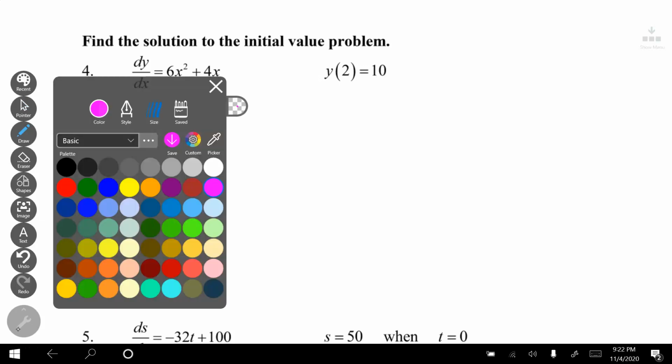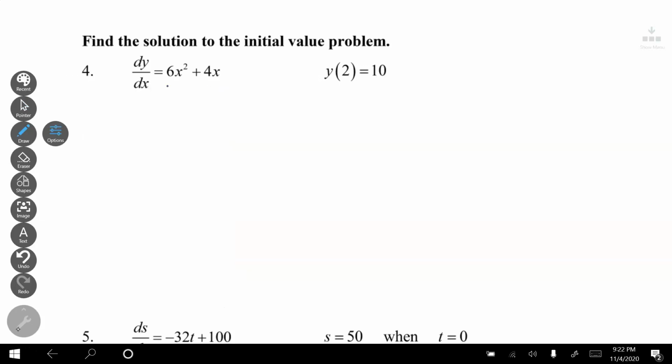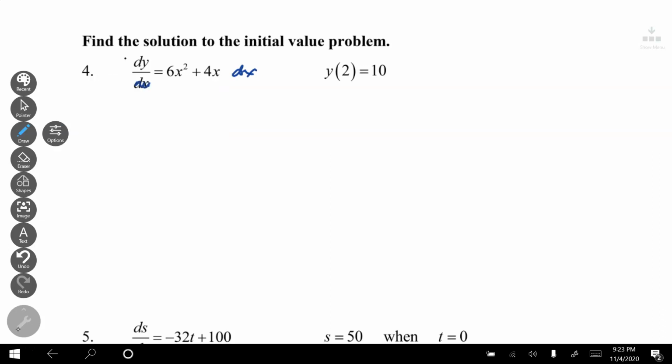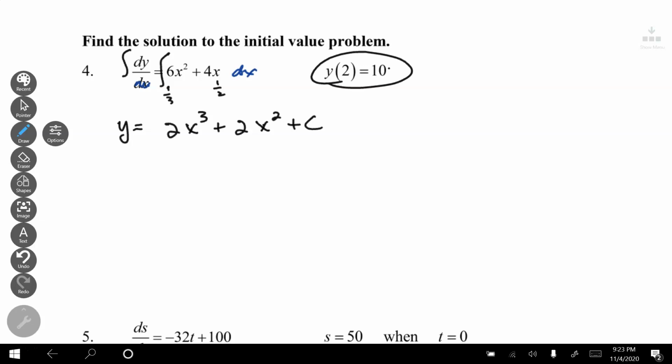So again, I'm going to move this dx to the other side. I'm going to take the antiderivative. So y equals x squared becomes x to the 3rd, and this is 1/3 times 6 is 2. Plus x becomes x squared, the reciprocal of that is a half times 4 is 2, plus c. That is my general antiderivative, or my general differential equation. I can plug in 2, 10 for the x and the y.